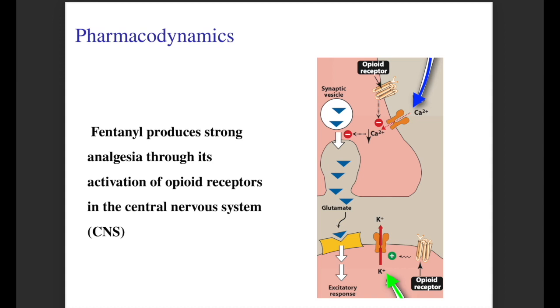Pharmacodynamics. Fentanyl produces strong analgesia through its activation of opioid receptors in the central nervous system. Indeed, the activation of the opioid receptors by fentanyl leads to the decrease of the release of excitatory neurotransmitters, such as glutamate, and this leads to the decrease of the response of the postsynaptic neuron.